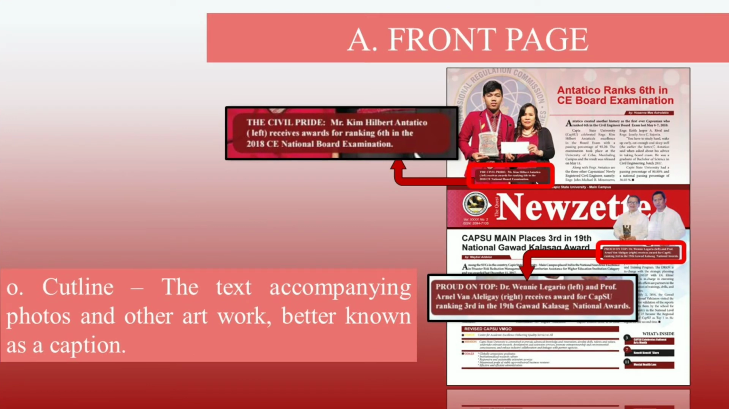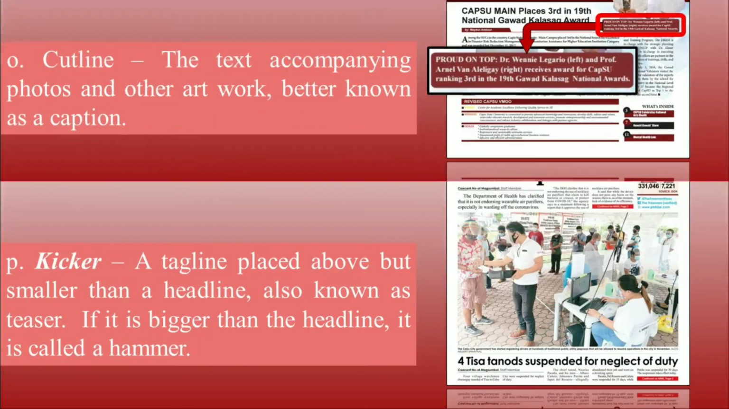O. Cutline. Cutline is the other term for caption. It is the text describing the cut. This can be placed above, below, or in the picture. What I have encircled there is the example of cutline, and the cutline is placed on the picture.